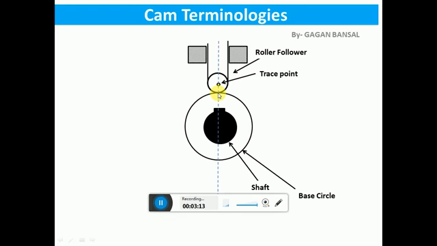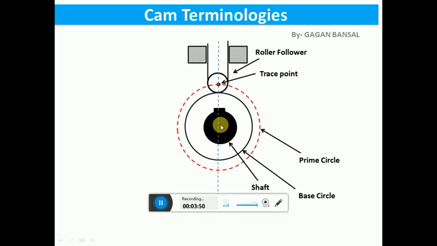Then prime circle. What is a prime circle? As you can see from the figure, it is the smallest circle that can be drawn from the cam center and tangent to the pitch curve. Now we'll draw the pitch curve also. From the trace point, we draw a circle which is concentric with the base circle, and it forms the prime circle.